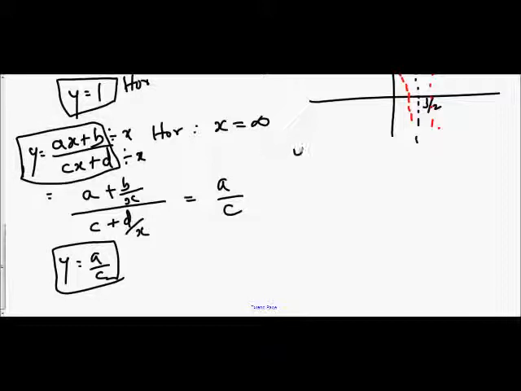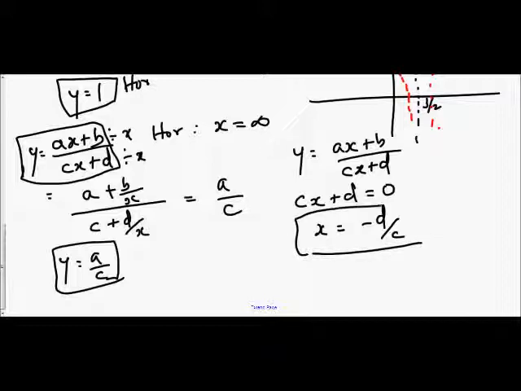And what about vertical? If the equation is this, then for vertical the denominator is equal to 0, therefore the vertical asymptote would always be x is equal to minus d over c. This is easy for you to remember.